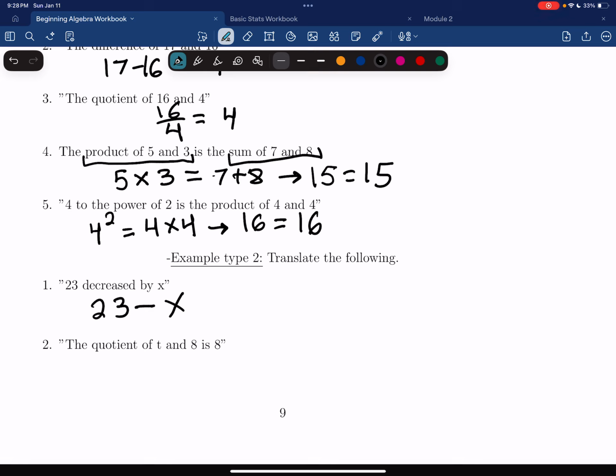Looking at example number 2, I encourage you to pause the video and try this one on your own. Now let's work through it together. The quotient of t and 8 is 8. Quotient, recall, means division, and is means equals. So the quotient of t and 8, so we have t divided by 8, is 8. And that's our answer.